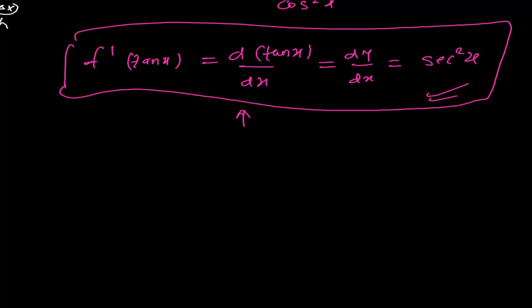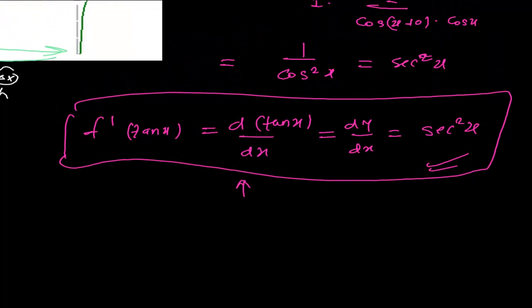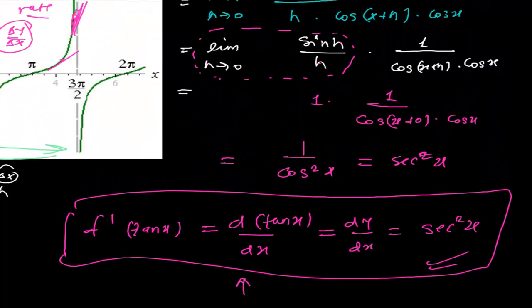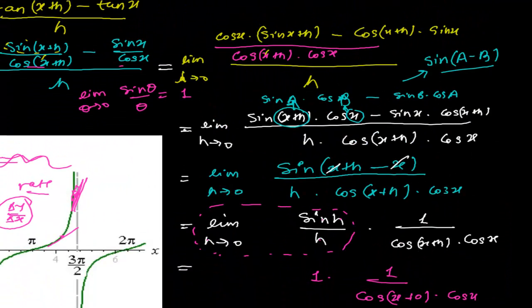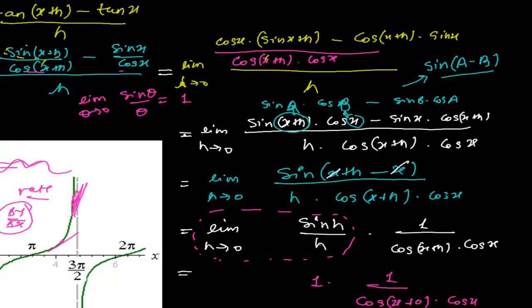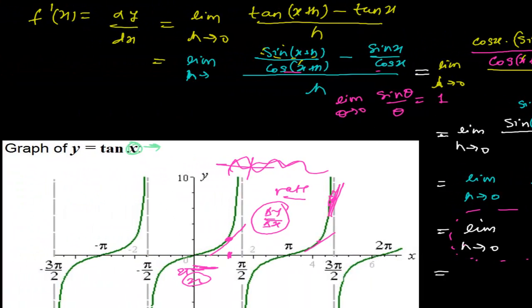And in the next video we'll be finding the remaining three trigonometric ratios that we have left till now: derivative of sec x, derivative of cot x, and derivative of cosec x. So we'll be finding all of these out.